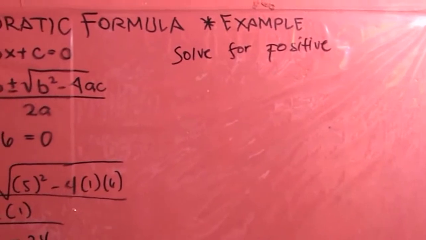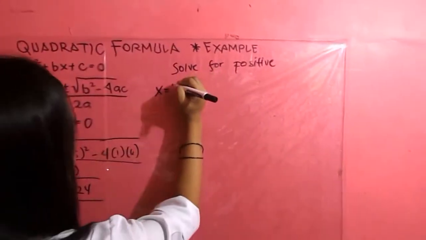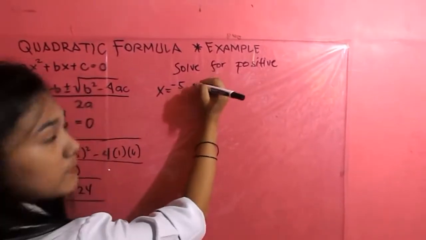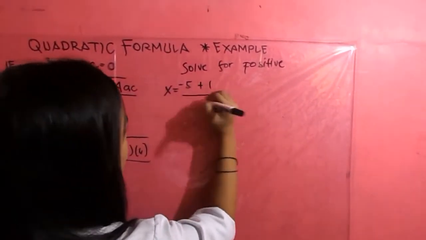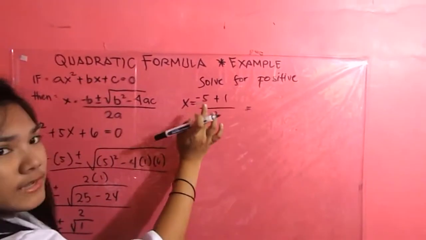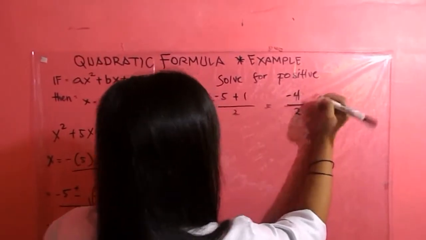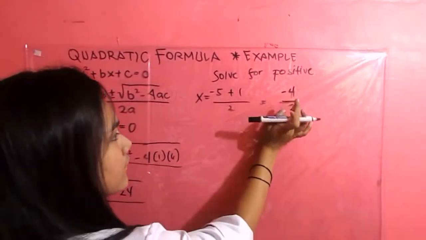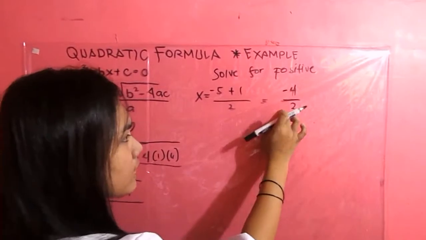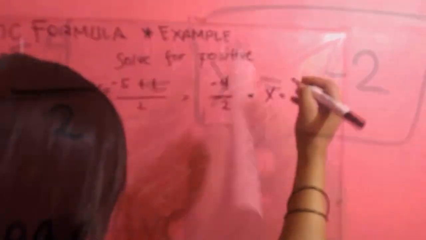Solving this positive, x equals negative 5 plus 1 over 2. So, negative 5 plus 1 equals negative 4 over 2. Negative 4 divided by 2 equals negative 2, so x equals negative 2. This is the answer for the positive.